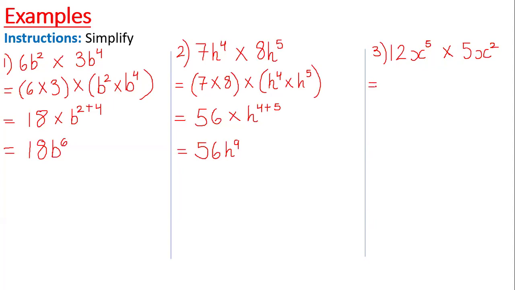12 times 5. 12 multiplied by 5, multiplied by open bracket, x to the power of what? 5. Multiplied by what? x to the power of 2.